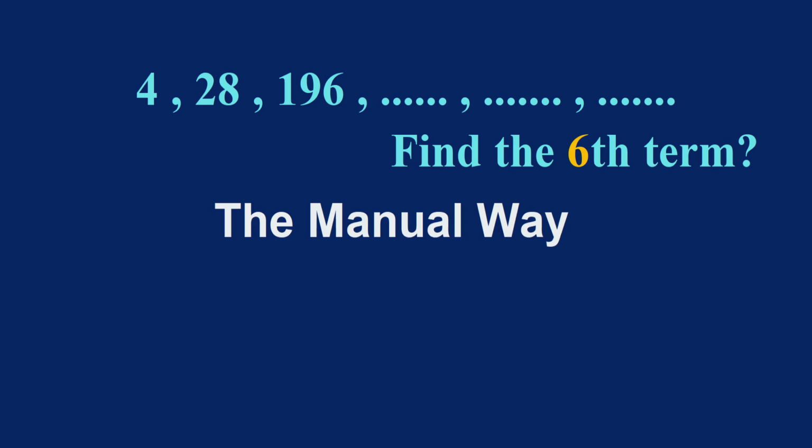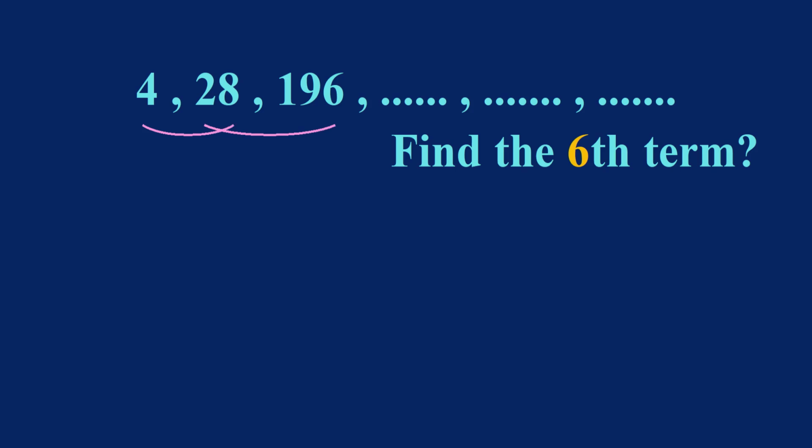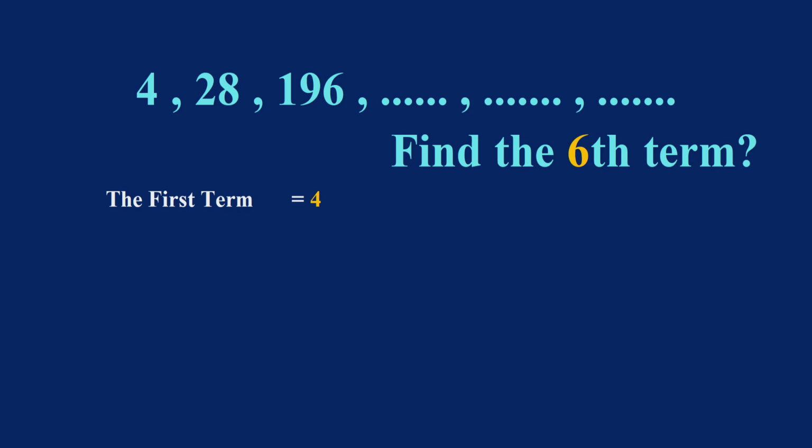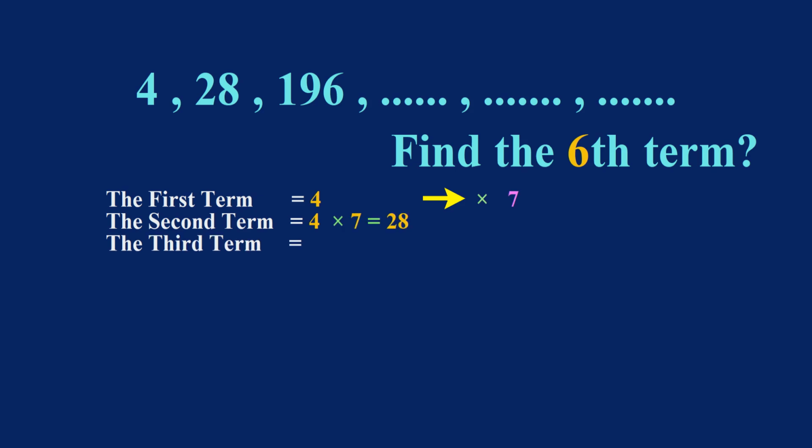As you can see, we found that each term is multiplied by 7. This 7 is what we call our common ratio. Since the first term is 4, we can get the second term by multiplying the first term by 7. And the second term is 4 times 7, which equals 28. And the third term is 28 times 7, which equals 196.